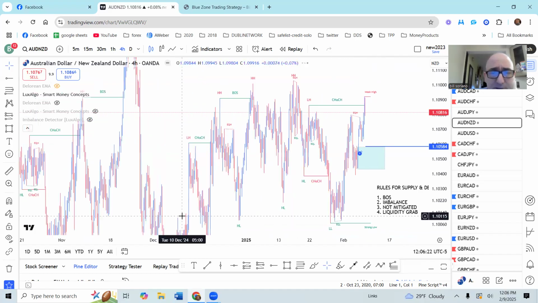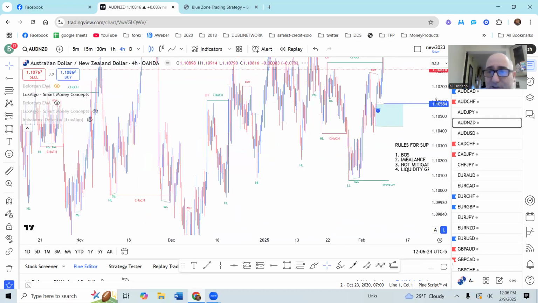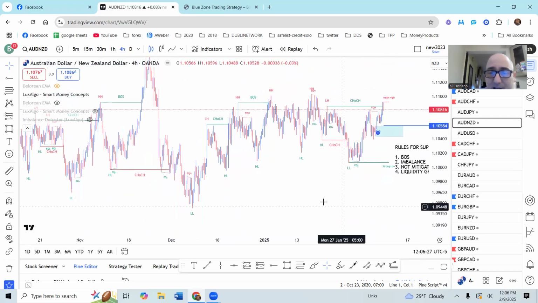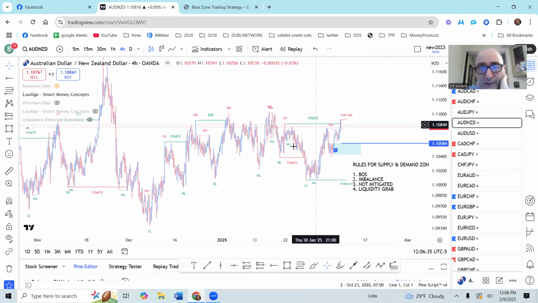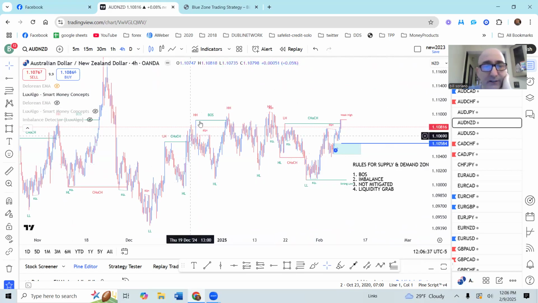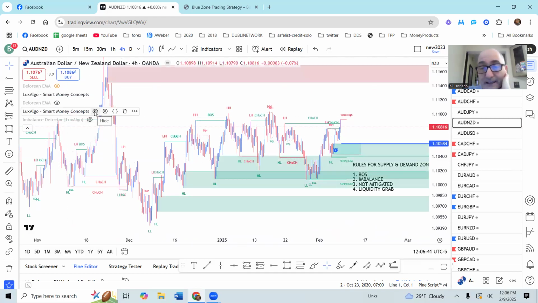But the first thing you want to do here is look at the market structure. Now, AUD NZD is a little bit, and again, we took all the moving averages off. We still do have the Lux Algo Smart Money Concepts on here. Again, if you're new, it helps you identify some changes of character, some break of structure. It also identifies the supply and demand zones for you.